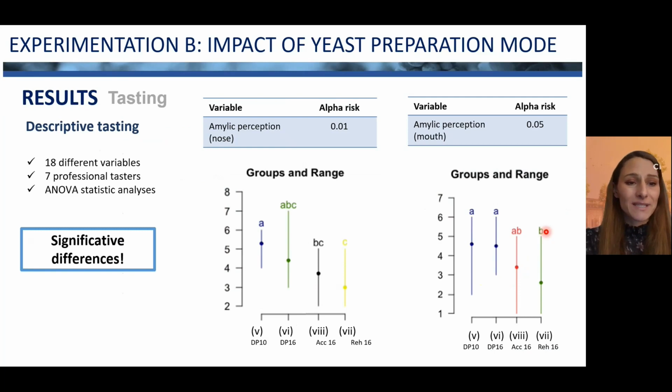Now we move directly to a descriptive tasting, again with 18 different variables, 7 professional tasters, and an ANOVA statistical analysis. And here we present the result for the amylic perception in the nose and in the mouth. And you can see that the 4 different scenarios belong to different groups. So scenario DP10 belongs to group A, for example, and rehydration or acclimatization B and C, and they are judged as different by the panel. And same thing here, scenarios 5 and 6 belong to different groups than rehydration. So we see significant differences for the amylic perception.